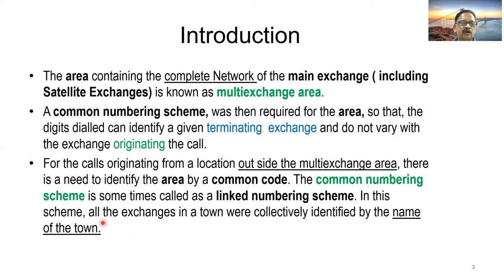In this scheme, all the exchanges in a town were collectively identified by the name of the town. So all the exchanges, say all the 15 exchanges together, from the outside point of view, we will say Vijayawada exchange.